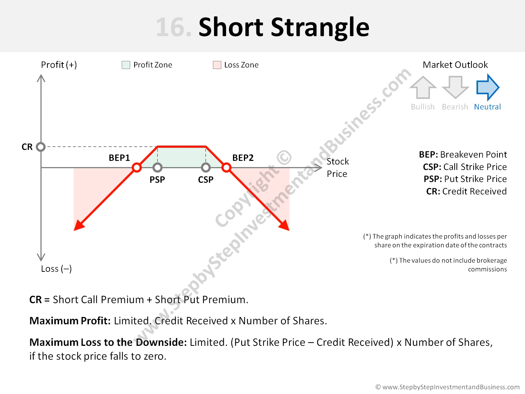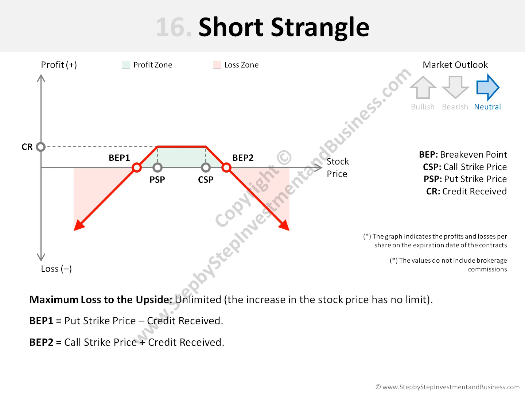The maximum loss to the downside is limited, but it can be very large. The most we can lose is equal to the strike price of the put minus the credit received multiplied by the number of shares. This occurs if the stock price falls to zero. On the other hand, the maximum loss to the upside is unlimited, because the increase in the stock price has no limit. So be very careful with this, because with this strategy, we are exposed to a loss that can be very large.